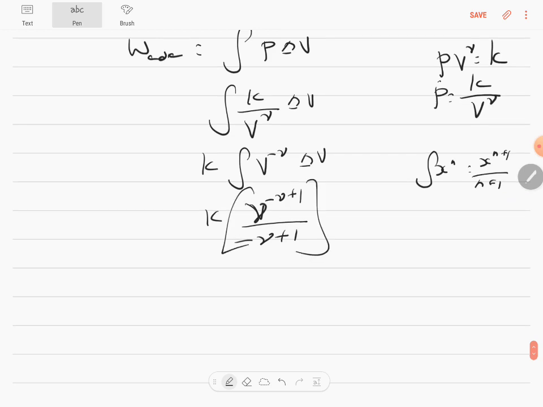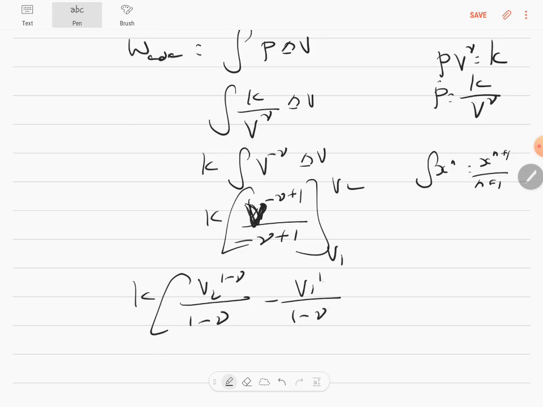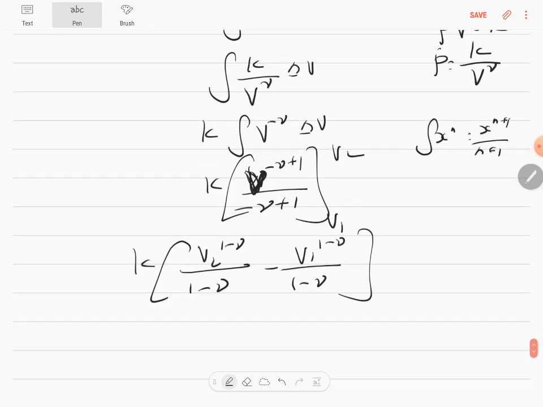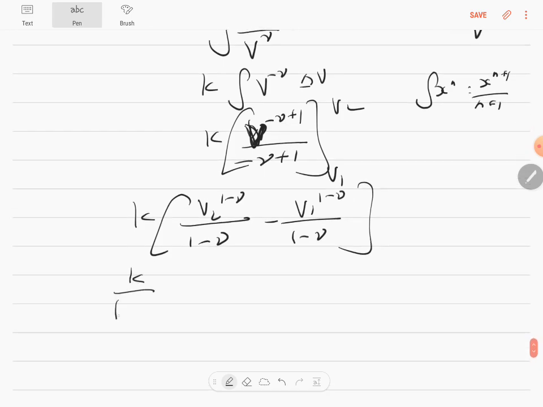This will be your gamma. This will be your V. Correct? V minus 1. Then upper limit minus lower limit, V1 to V2. So K into V2 to the power minus gamma plus 1 by minus gamma plus 1. Or can I write it as V2 to the power 1 minus gamma, doesn't matter, by 1 minus gamma, minus V1 to the power 1 minus gamma by 1 minus gamma. Write it like this. Now, K by 1 minus gamma itself is a constant. So V2 to the power 1 minus gamma minus V1 to the power 1 minus gamma.